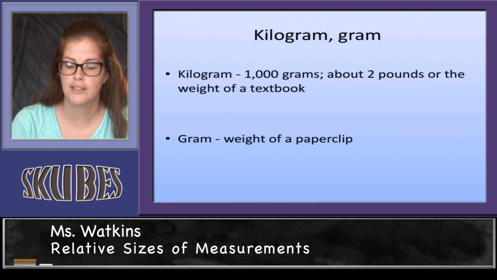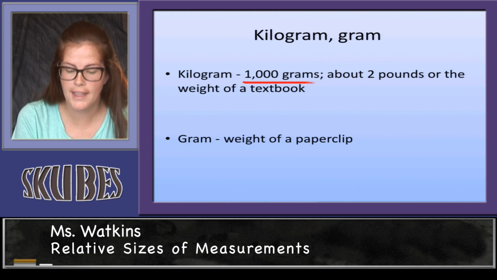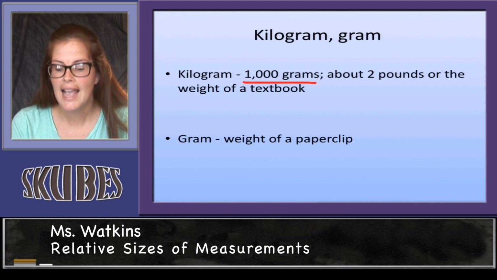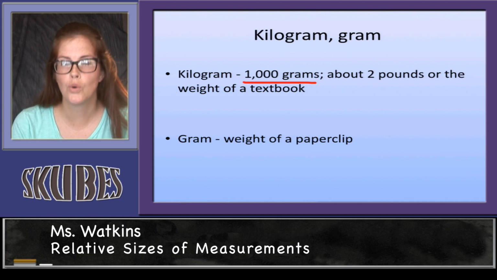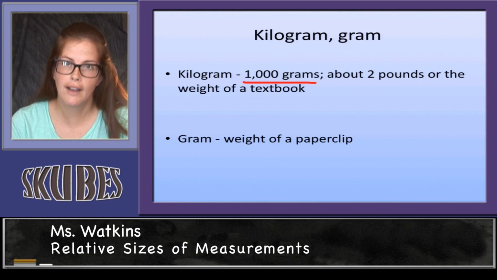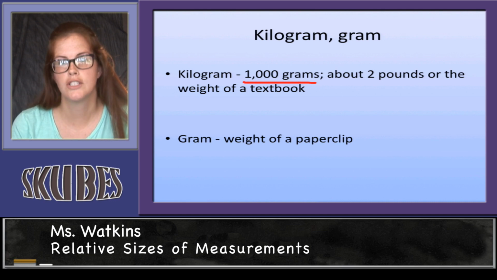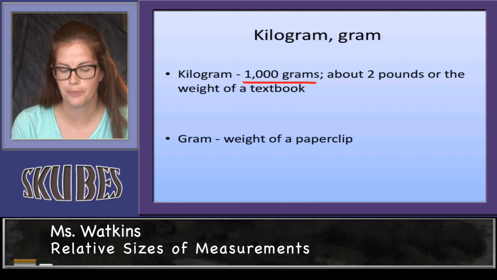Now dealing with metric mass, we have kilograms and grams. You need to know that there are 1,000 grams in a kilogram, and that's about 2 pounds or the weight of a textbook. I'm sure you have textbooks in your classroom, so just picture the weight of a textbook, and that's about the same as a kilogram.